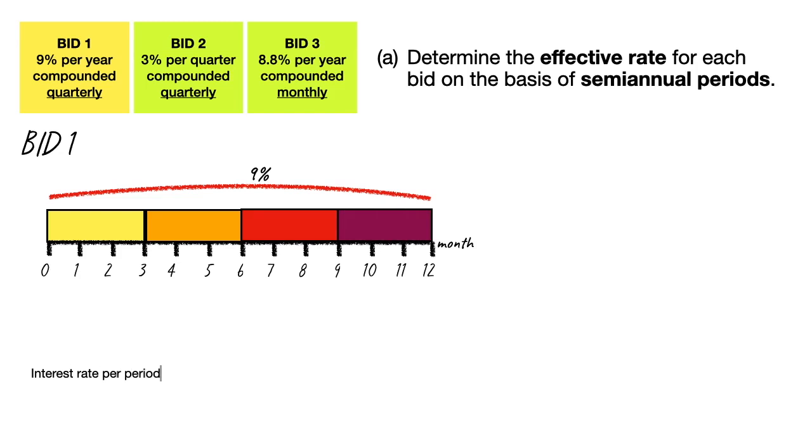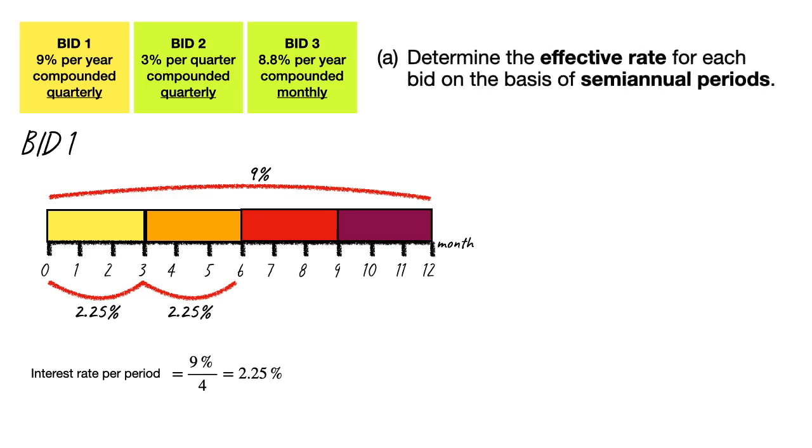The first step is always to calculate how much interest rate one block represents. In order to calculate the interest rate for each period or each block, the 9% is divided by the total blocks that you have in 1 year, which is 4 blocks. So each block or each compound period represents a value of 2.25%.